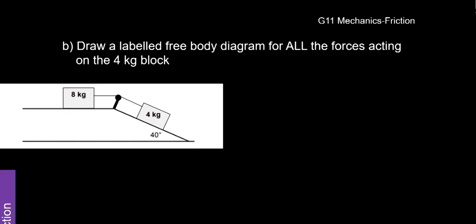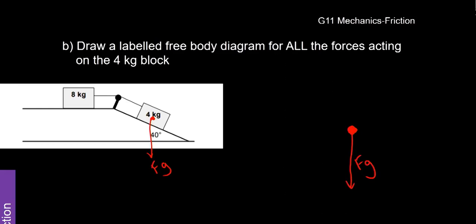Okay, draw a labeled free body diagram of all the forces acting on the 4 kilogram block. So we'll do this. This is all we have time for. So here's our 4 kilogram block. It's on a slope. What are the forces acting on it? So we're going to draw the block as a dot. Here it is. That's my 4 kilogram block. We know that we've got a force of gravity working on it. So there is the force of gravity.